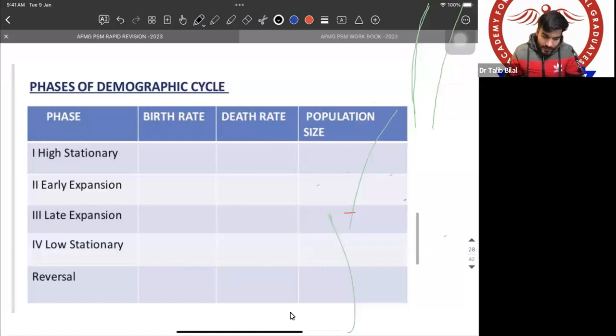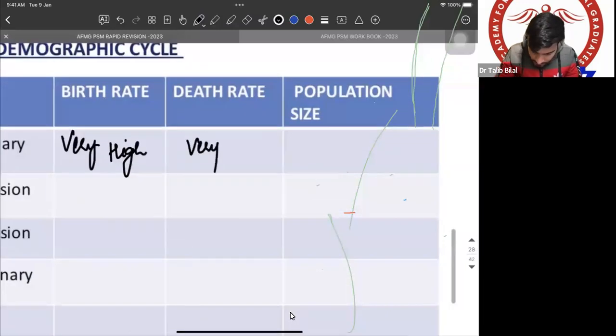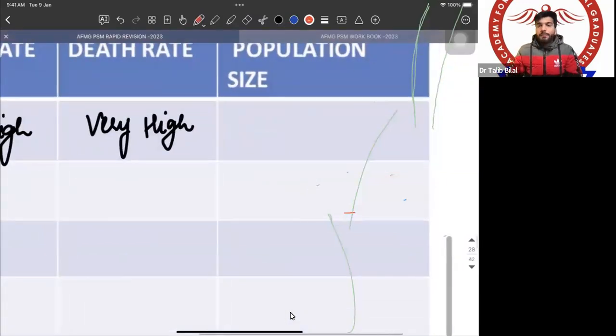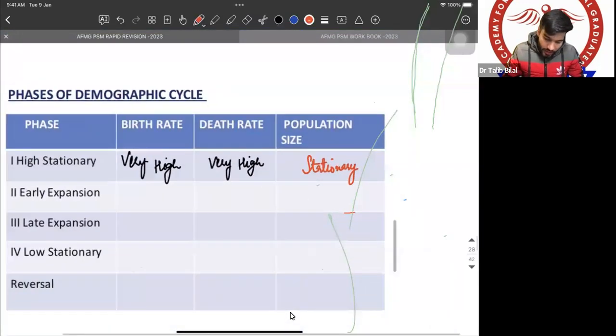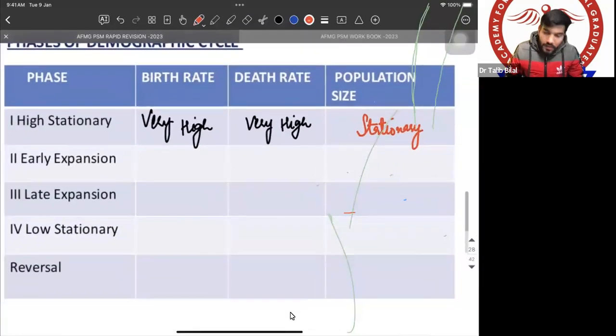What is high stationary, guys? High means everything is high. That means birth rate is very high and death rate is very high. Both are high, so what will happen to the population? It will be stationary, because both are equally increased. Then we have phase 2, called early expansion.